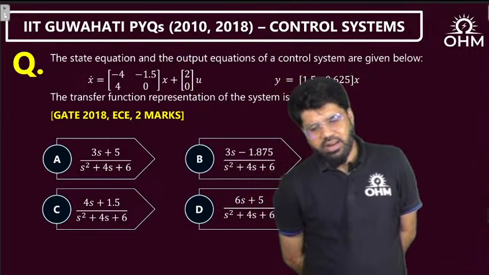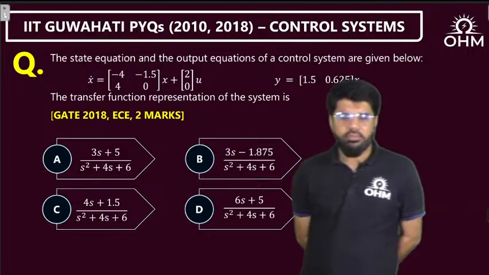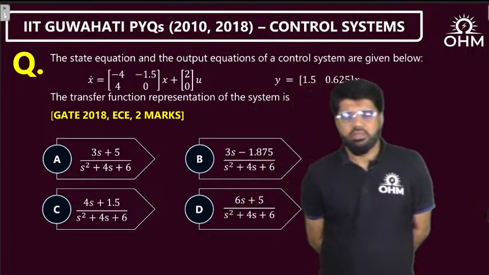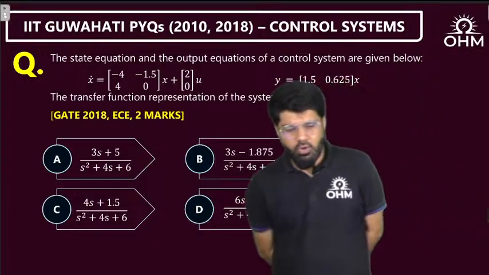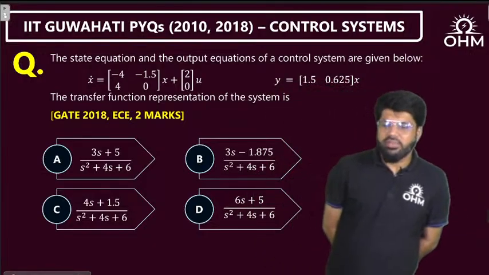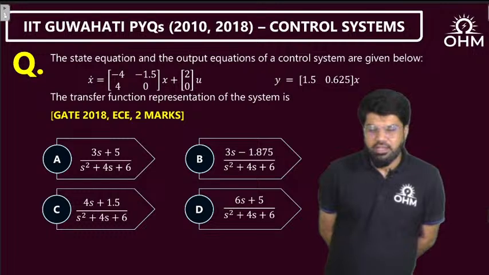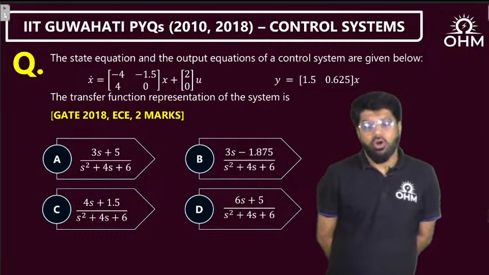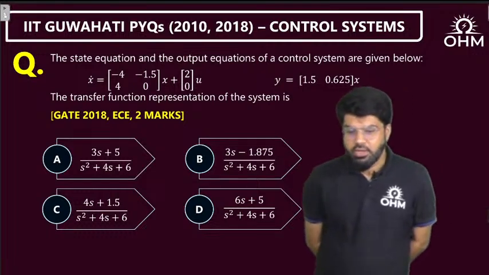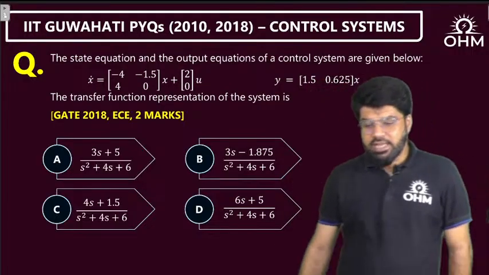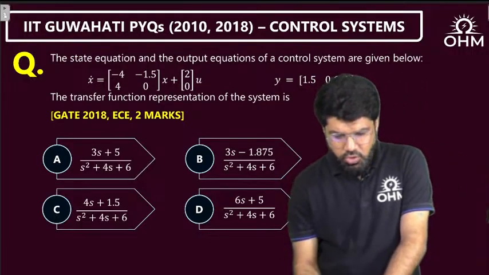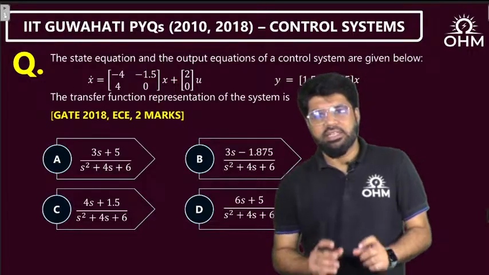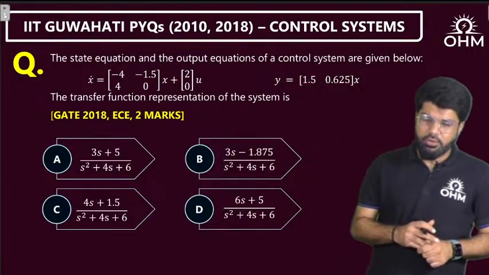Okay, what is the transfer function of the system from the state variable representation? See now, first observation for this question: all denominators are same. If you look into all the four options, all denominators are same. Denominator same means same characteristic equation.